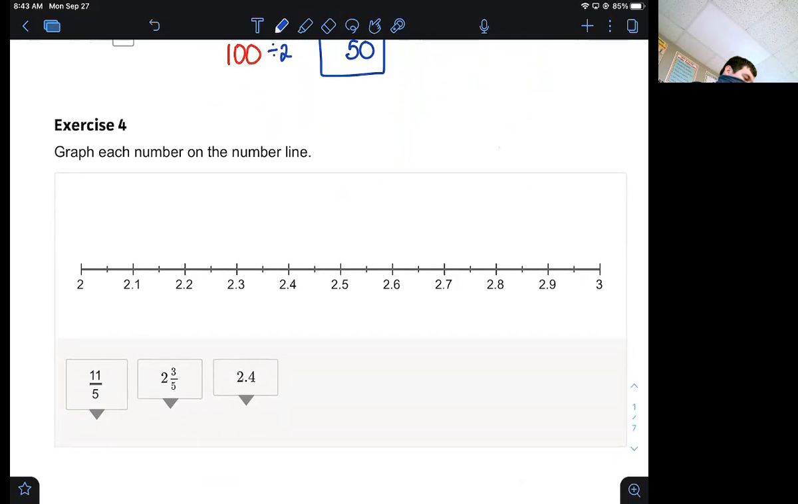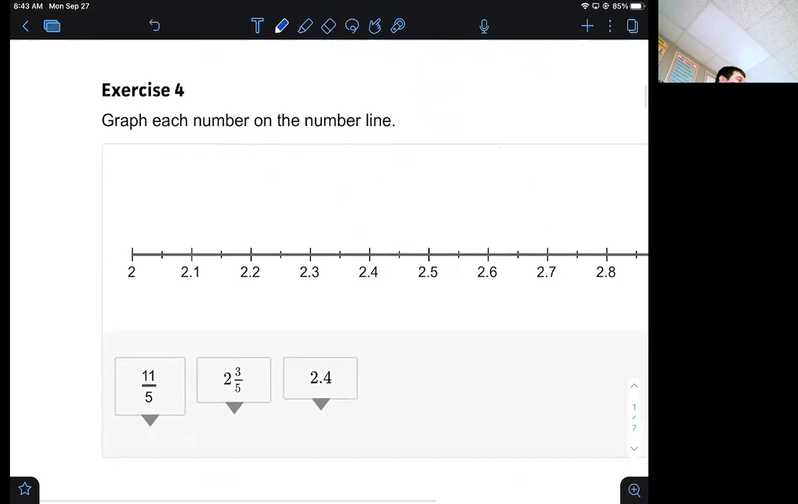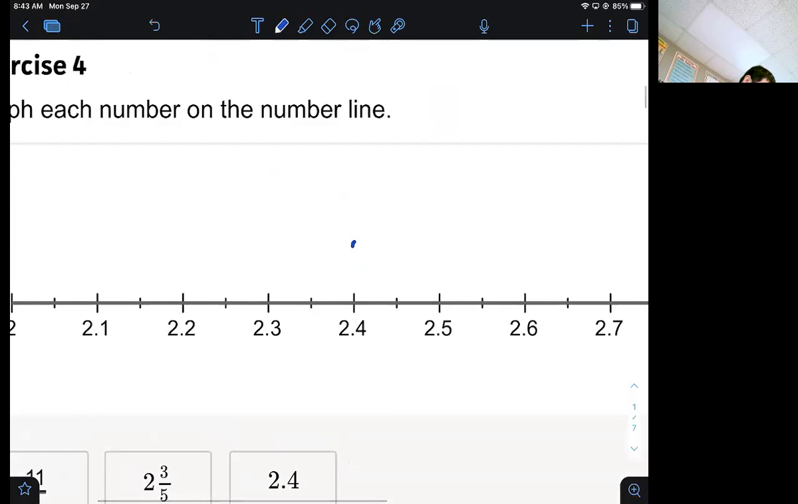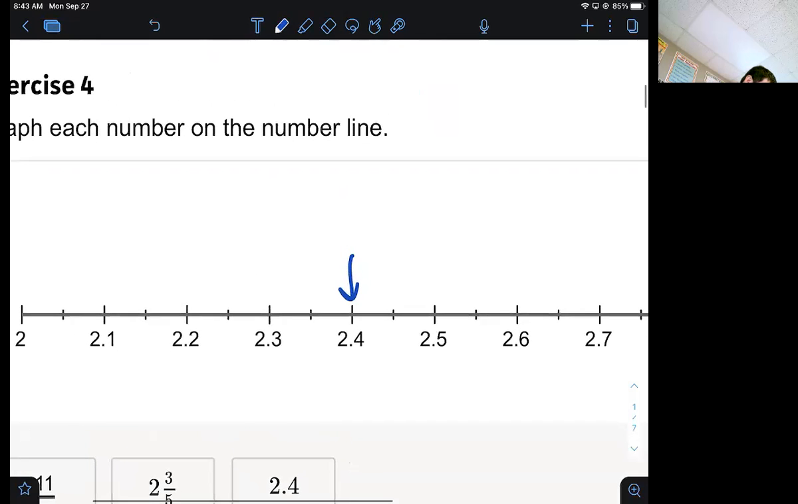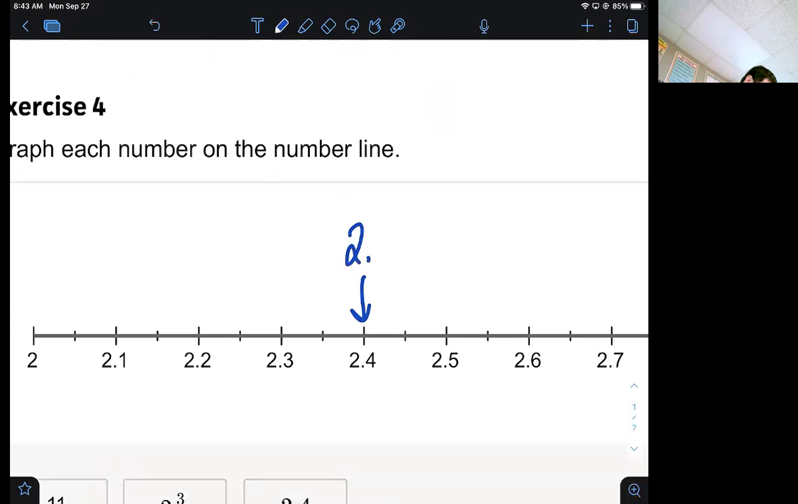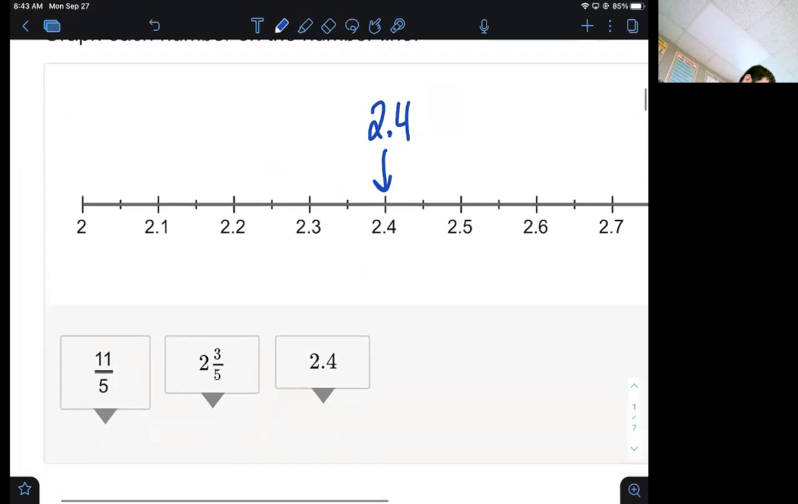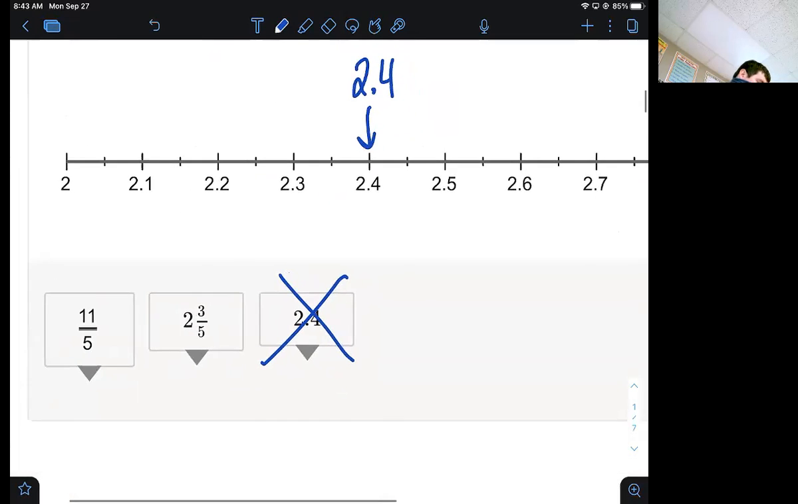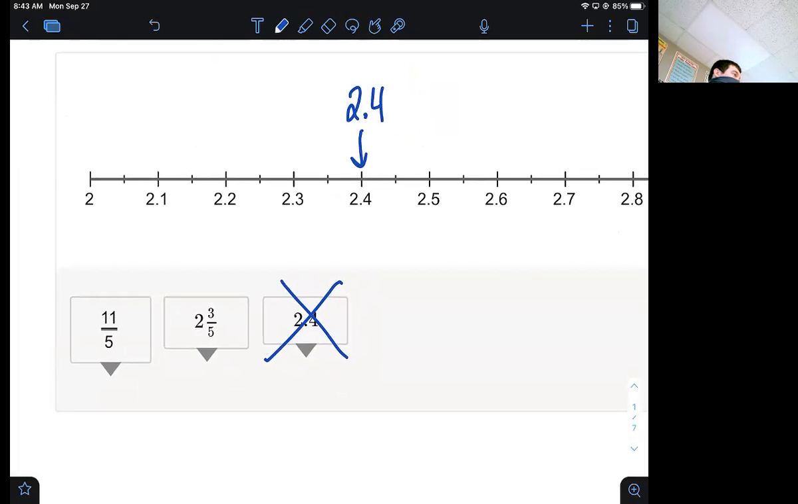What is it counting by? Decimals. Yeah, decimals. So they're forcing you to take these 2 fraction problems that we have down here and turn them into decimals. We can start by already taking and dragging the 2.4 up where it should go. 2.4 is obviously going to go right there. So this one's done. Now we need to take 11/5 and turn that into a decimal.